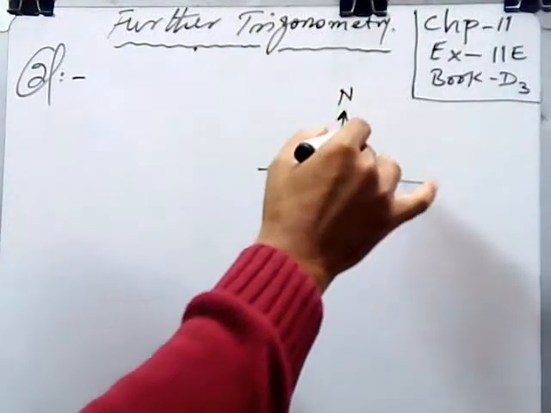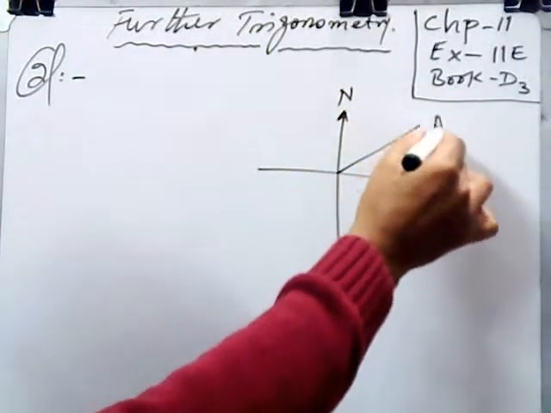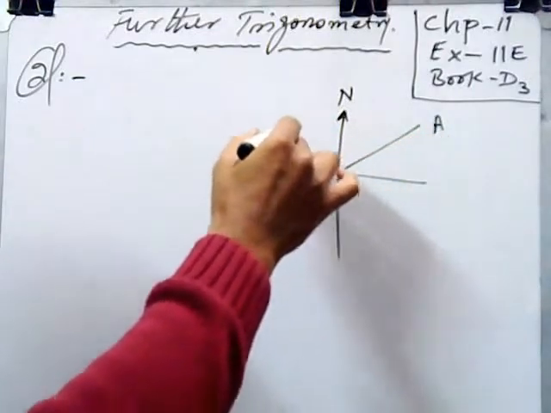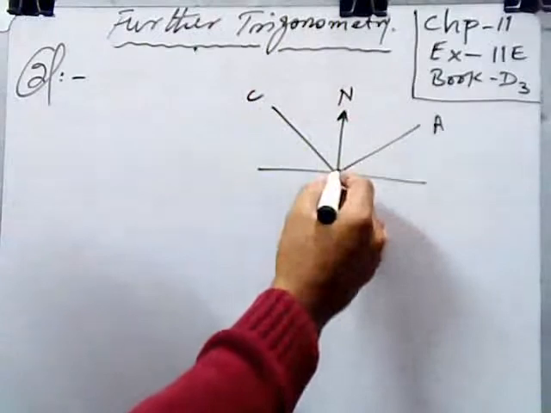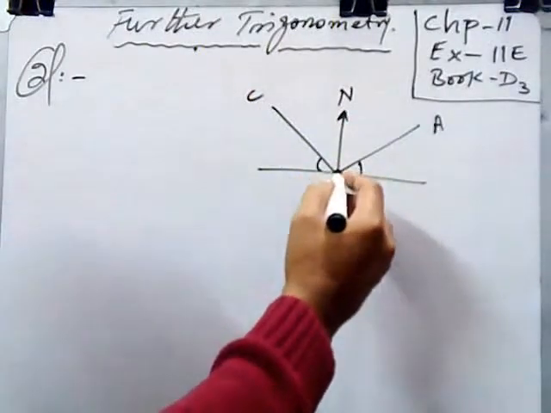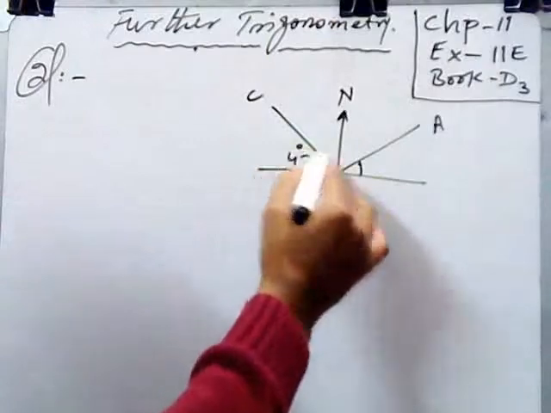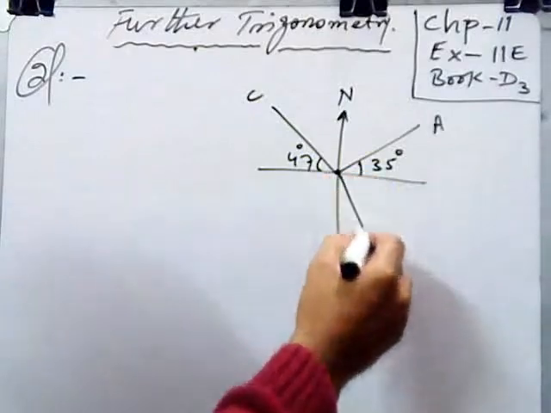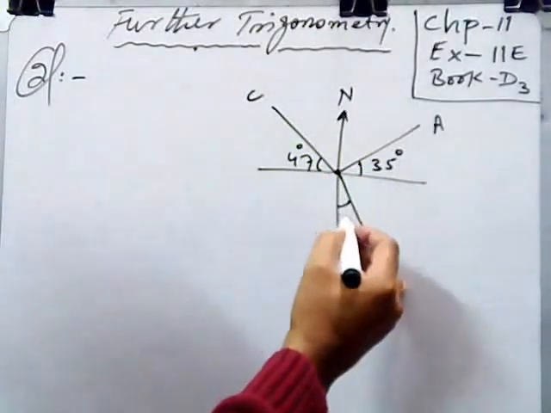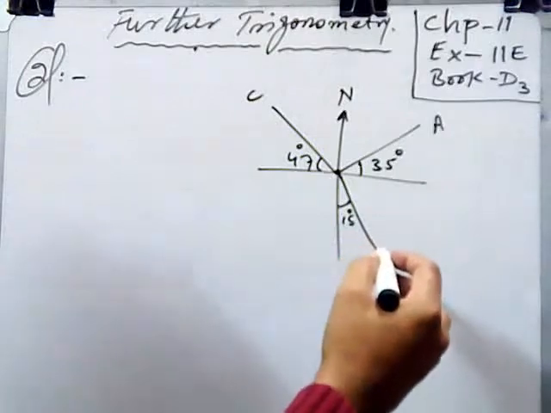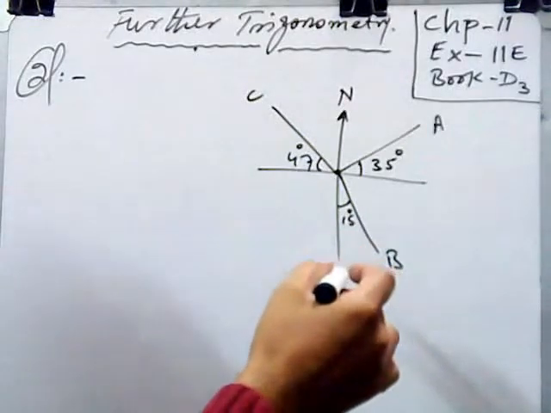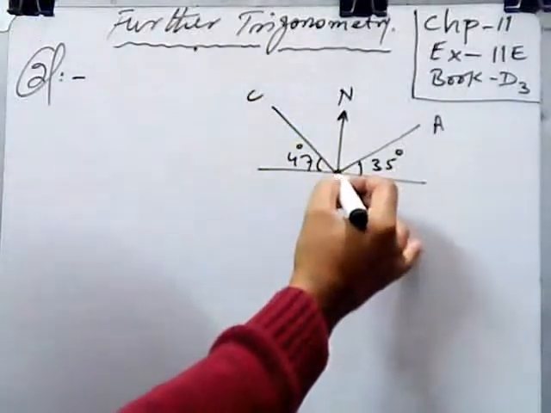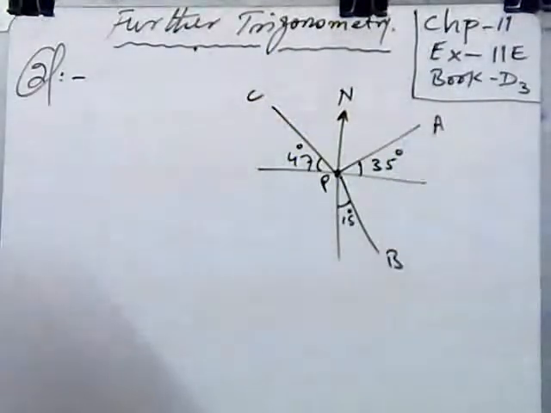Again, north is where we have to start. That is your point A, and that is your point C, and these two angles are given to you, that is 47 degrees and 35 degrees, and this one is 15 degrees, and this one is equal to B. A, B, C. That is your points P, R, O. So we have to find the bearing of.